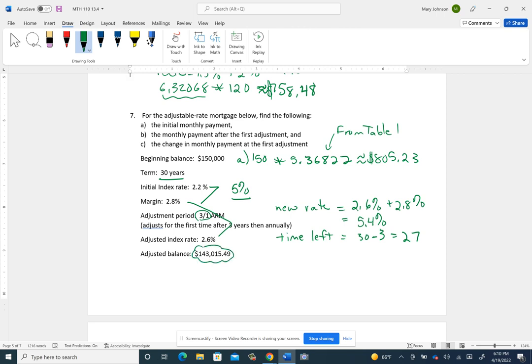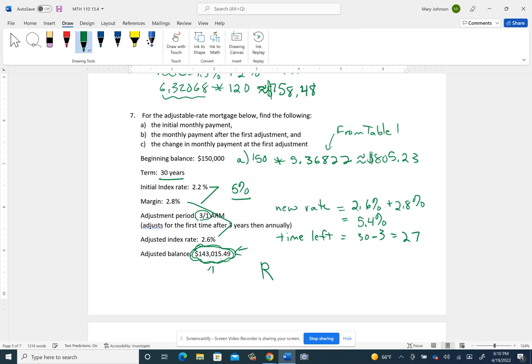Otherwise, our payment is $805.23 the first month. We would have had to see how much principal is left after that first month. Okay. And then we'd have to do the second month, the third month, and we'd have to do that for 36 months, the 3 years. And after we do that for 36 months, those 3 years, we would get this adjusted balance. So they recognize that we can't do that. So we get to just use this for the adjusted balance.